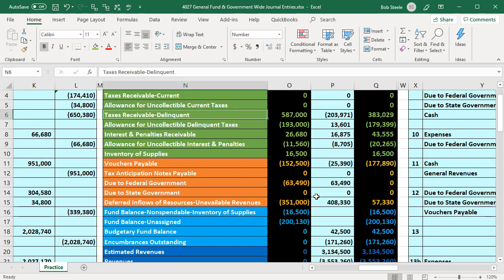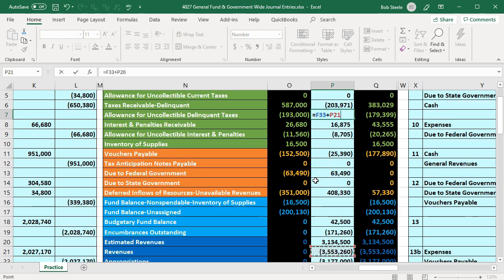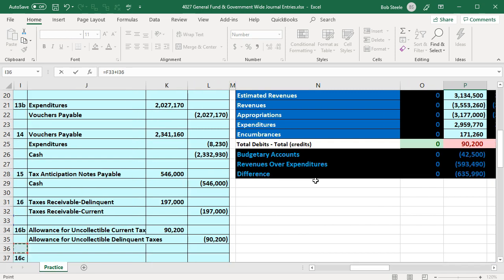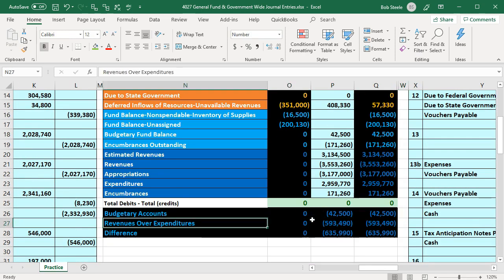We're going to go then to the allowance for the delinquent. We are in P7. So within P7, double clicking on it, saying plus, put the cursor back down. We're going to pick up then the credit. So that's going to be the credit. There we have it. That puts us back in balance.